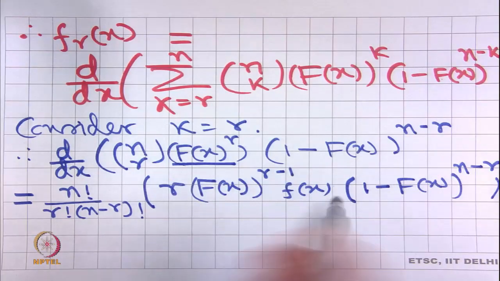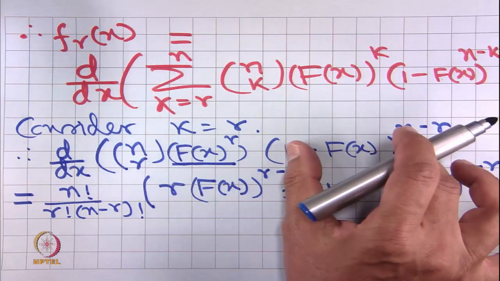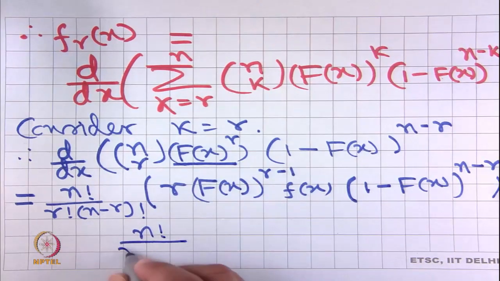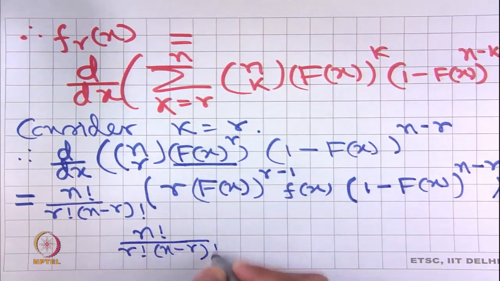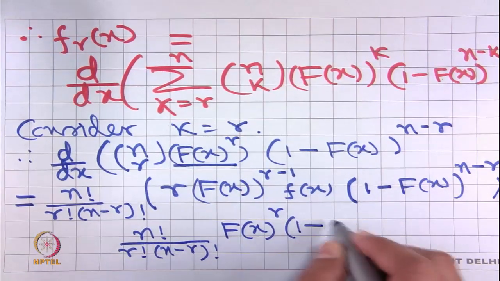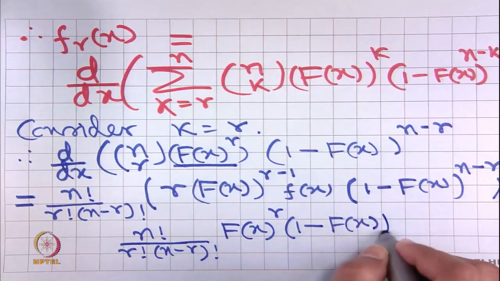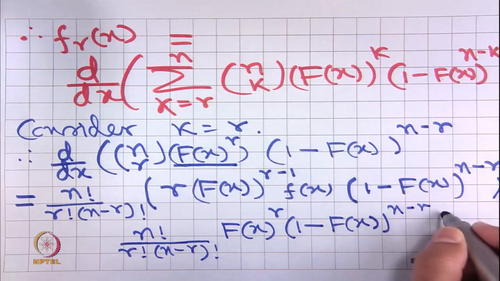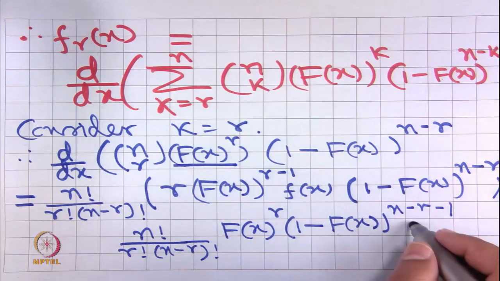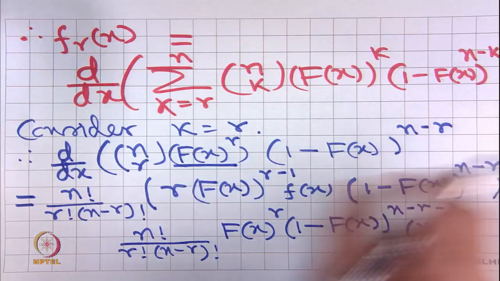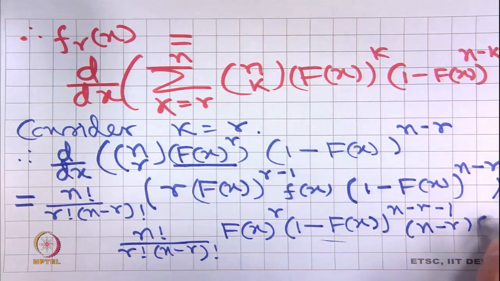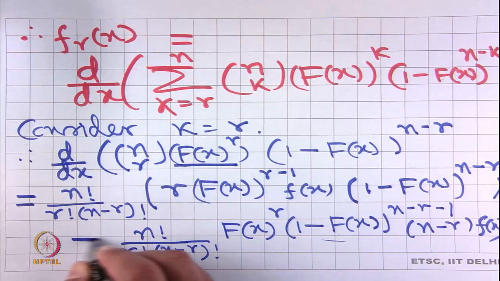Now, the second term is its derivative multiplied by this. Therefore, that is coming out to be n factorial upon r factorial into n minus r factorial into f(x) to the power r into (1 minus f(x)) whole to the power n minus r minus 1, multiplied by n minus r, because that will come, and then I am differentiating 1 minus f(x) with respect to x, that gives me f'(x) with a minus sign.